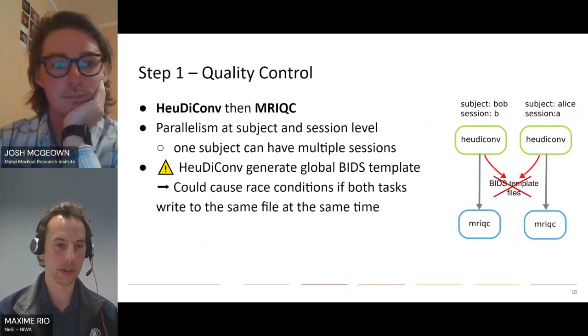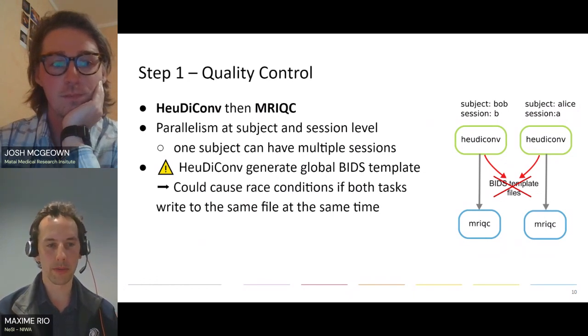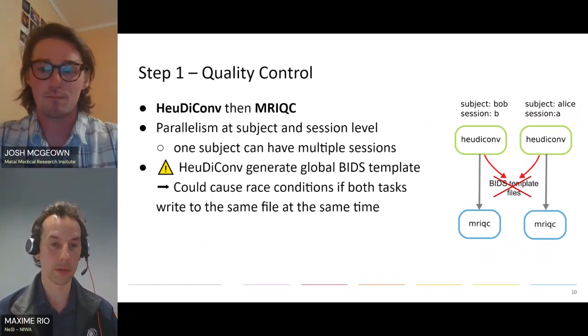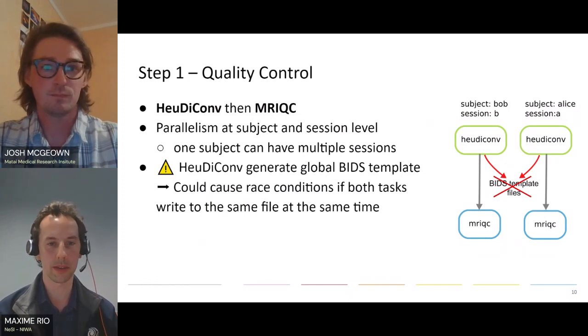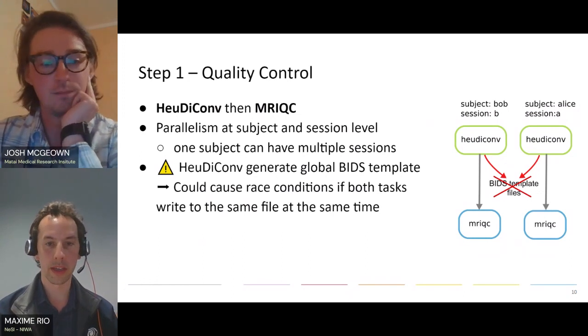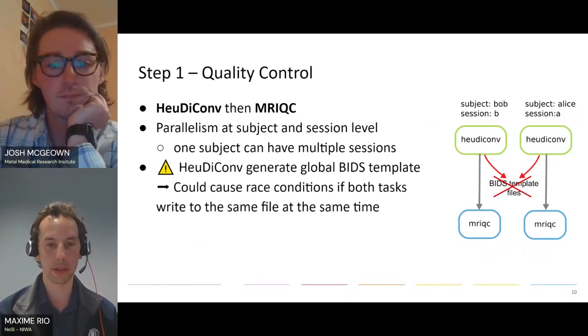The good news is HeuDiConv can process a subject session independently, but in order to give us a data set which is BIDS compatible, it will also create some template files, and it will do them at the subject or at the data set level, which means that when you have the 2 tasks running in parallel that you see on the right, they may encounter a race condition when they try to write this template file.